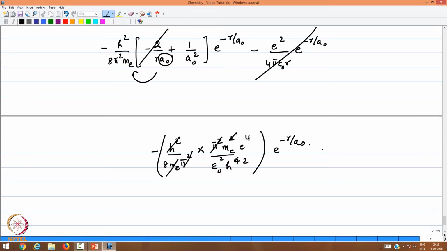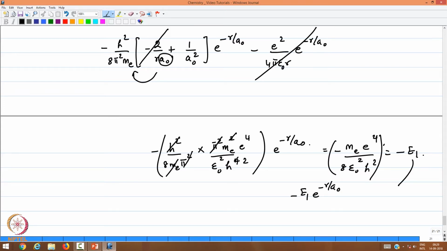So, what you will get, after cancelling all the terms, is minus m e raised to 4, and there is an 8 epsilon naught square and an h square, and that is exactly E1, times psi 1s, which gives you minus E1 times e to the minus r by a naught. Here also, e to the minus r by a naught is multiplied.